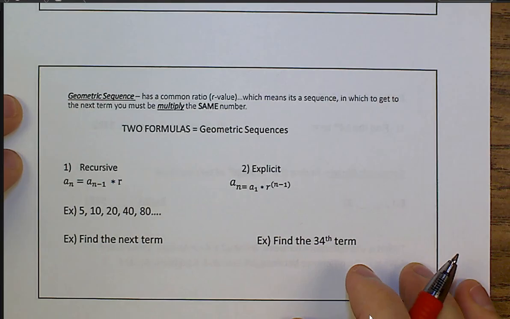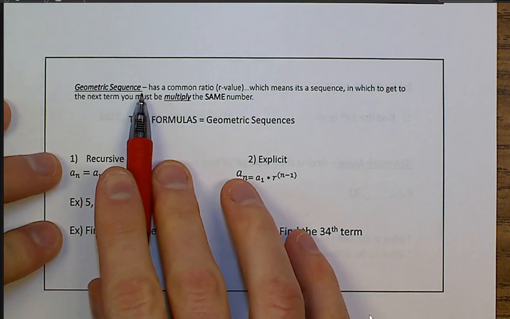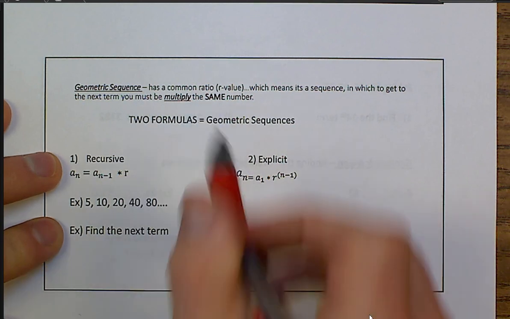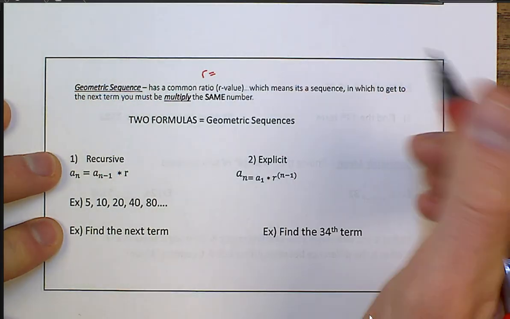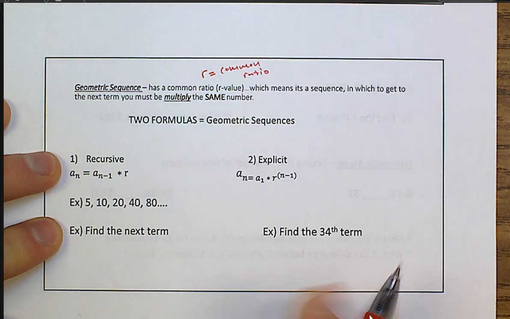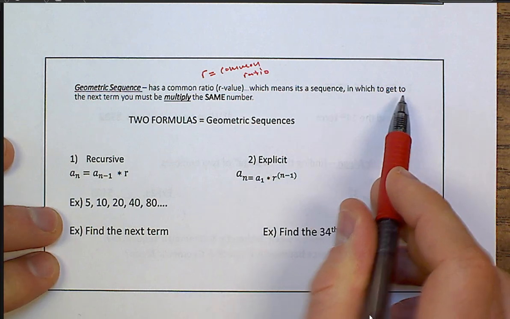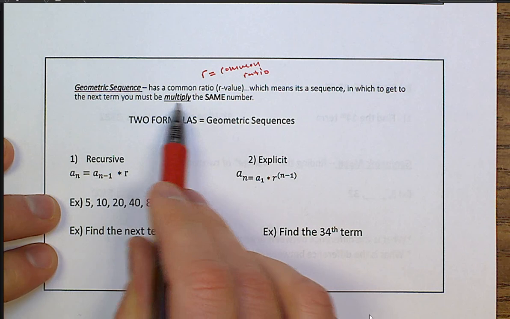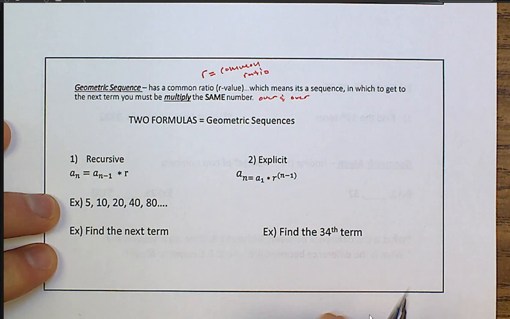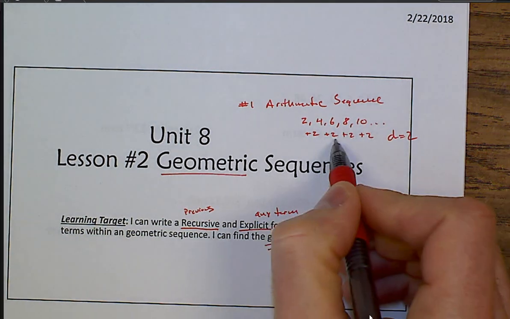So here I have a definition of a geometric sequence at the top. A geometric sequence has a common ratio. We call that the R value. So R is the common ratio, which means it's a sequence in which to get the next term, you must multiply the same number over and over, okay? Just like up here with the arithmetic, plus 2, plus 2, plus 2, it's that same number over and over.